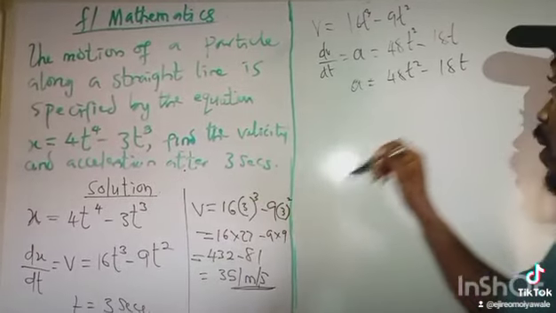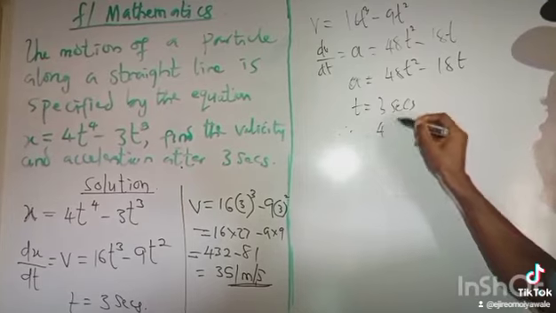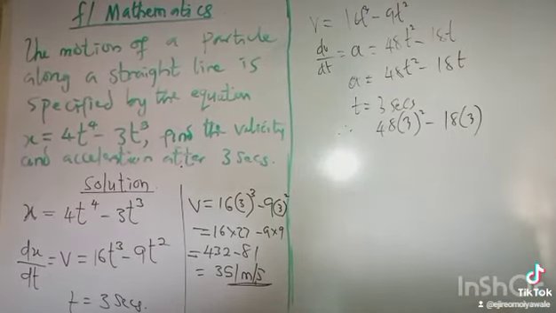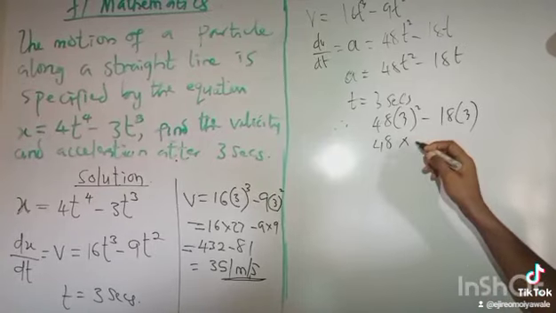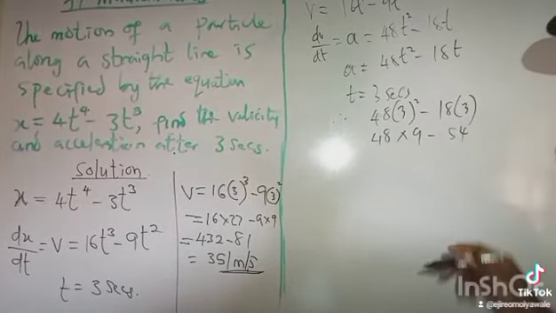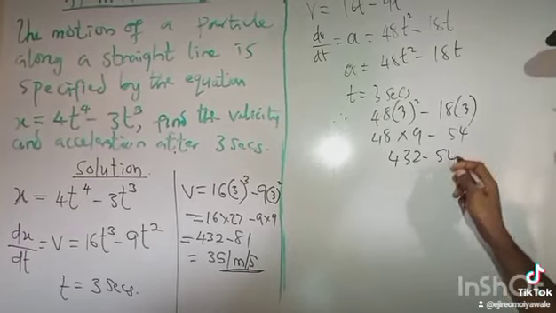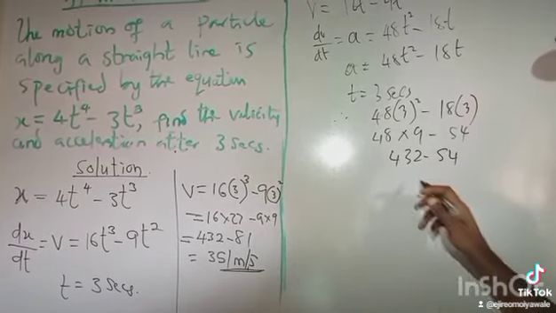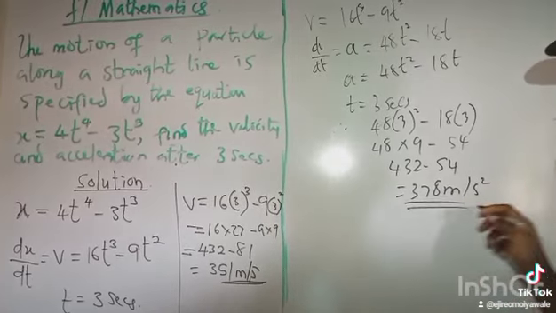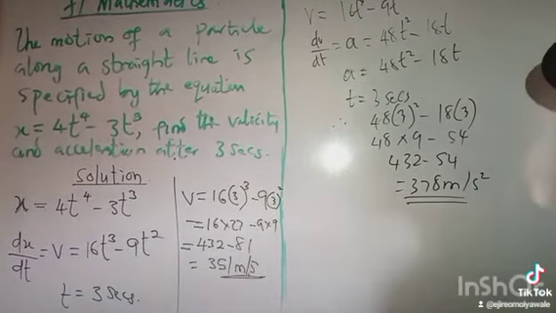But remember, they said after 3 seconds. So when t equals 3 seconds, I'm going to have 48 times 3 squared minus 18 times 3. That's 48 times 9 minus 18 times 3, and 18 times 3 gives 54. 48 times 9 is 432, minus 54, and that's going to give 378 meters per second squared. So that is the acceleration after 3 seconds, and that's the final answer.